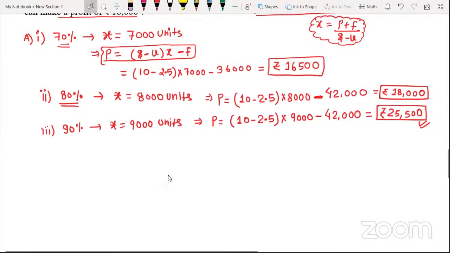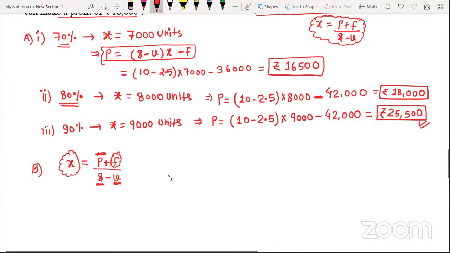Okay, so for B part, they are saying what minimum they should produce to make a profit of rupees 18,000. So you will directly use the formula, that is x equals p plus f upon s minus v. So they are asking about minimum. Okay, how much minimum, so that the profit they have given. Okay, the profit they have given is 18,000. Okay, so you know the value of small s, you know the value of small v. Only you have to put the value of f.